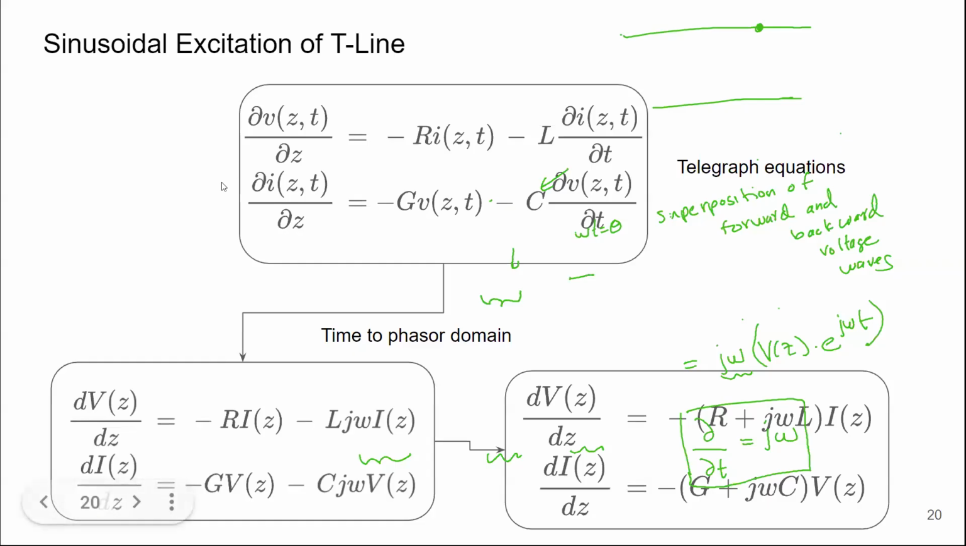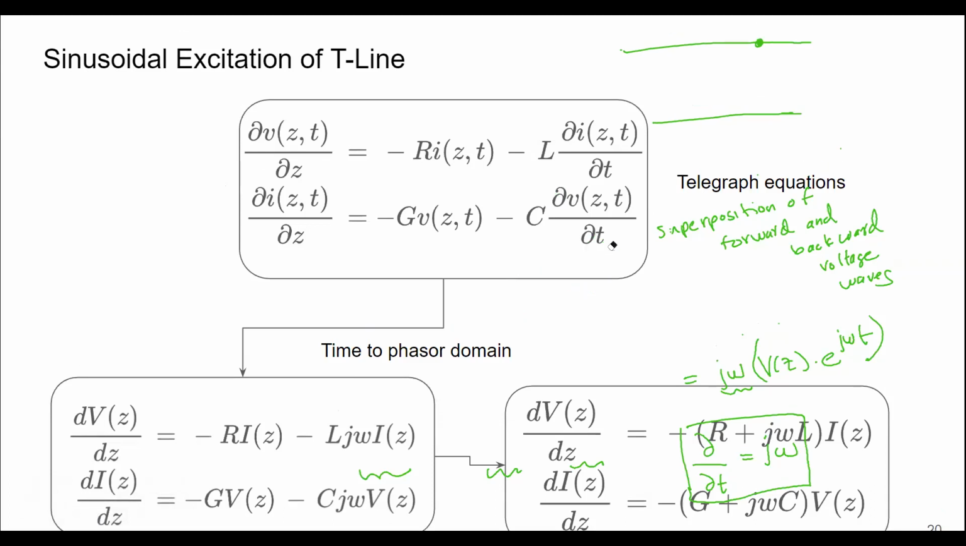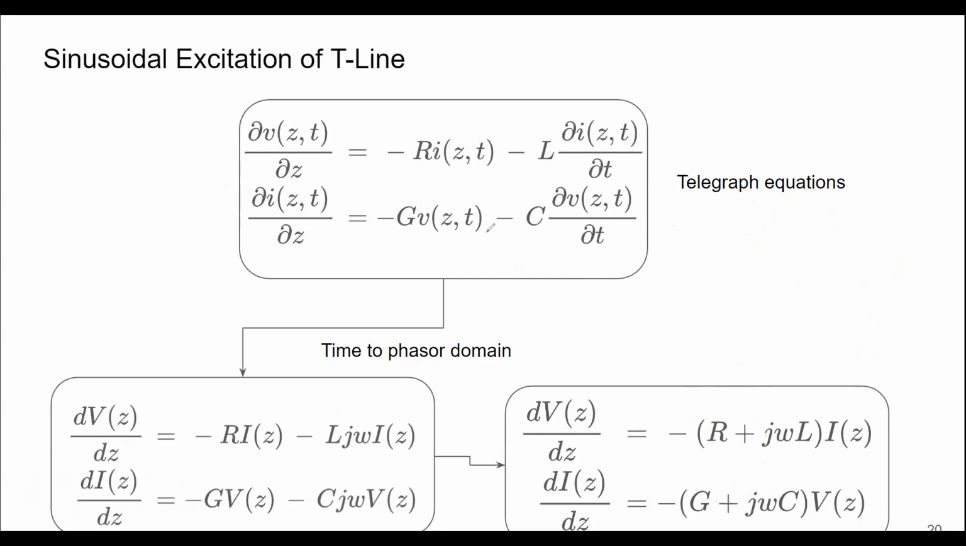The telegrapher equations we have are given in these first two equations, right? In those equations we have terms like ∂I/∂t and ∂V/∂t. These expressions can be replaced by the j omega term. By replacing them with the j omega term, we can simplify the equations in this manner, right? Apart from that, you can see that V(z,t) is replaced by V(z) only in here.